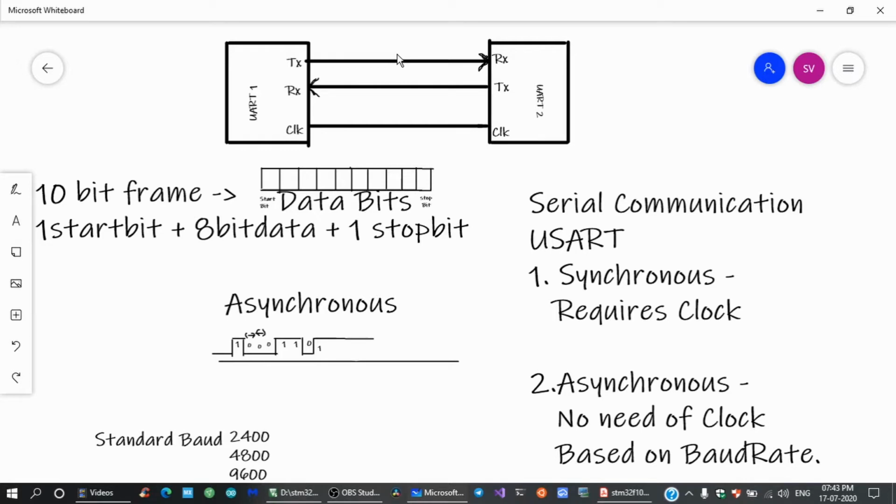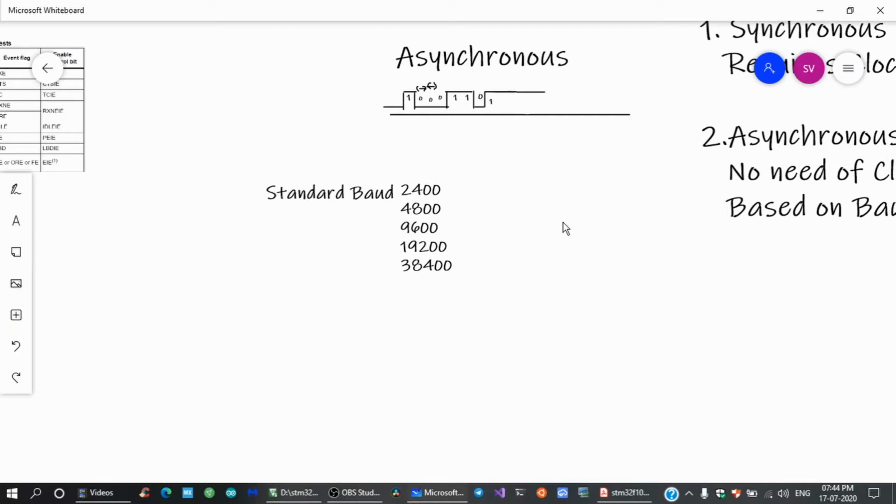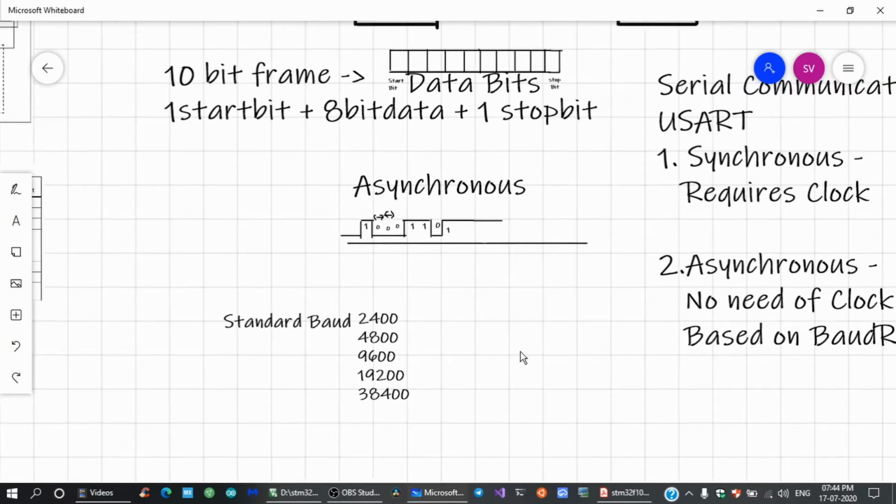So in synchronous mode, UART works just like every other serial communication. The data bits are synchronized with the clock pulses, while in asynchronous mode the data bits are based on the baud rate. So what's baud rate? Baud rate is the number of bits transferred per second, and the most standard baud rates are 2400, 4800, 9600, 19200, 38400. These are the commonly used baud rates.